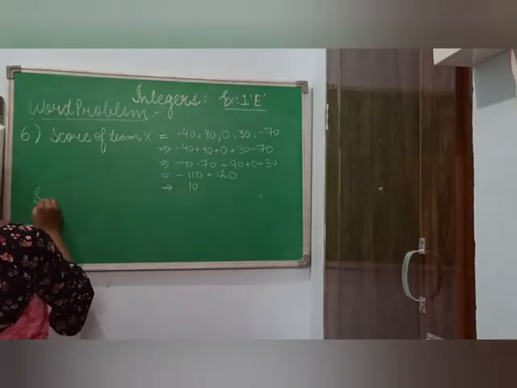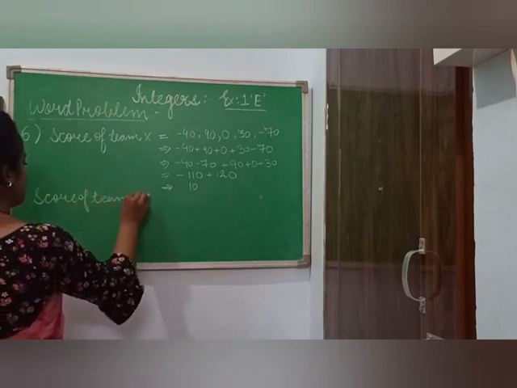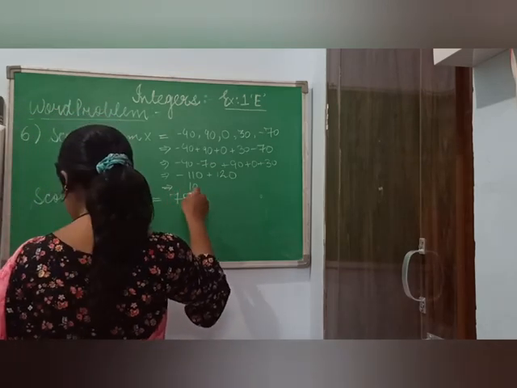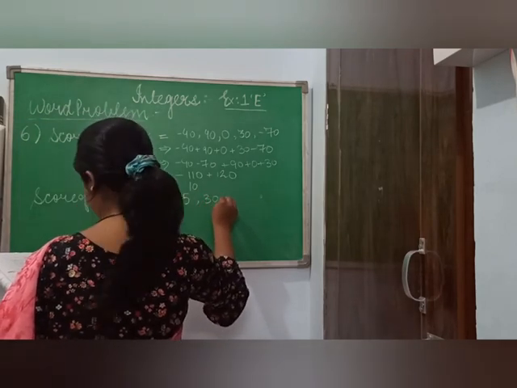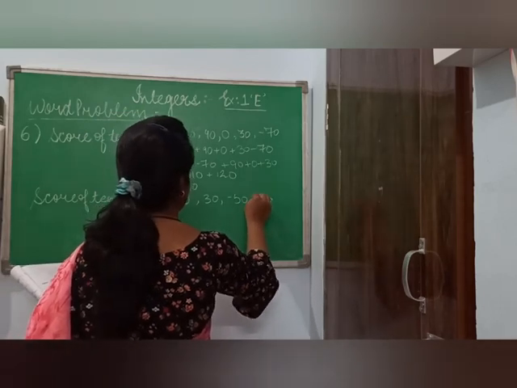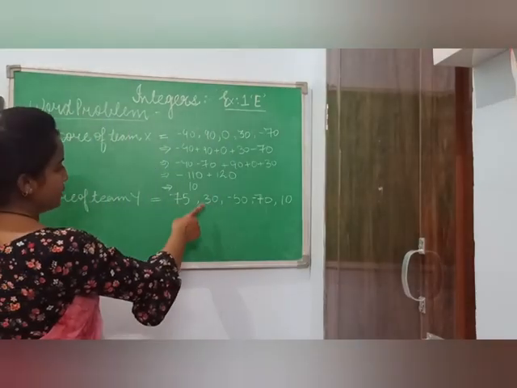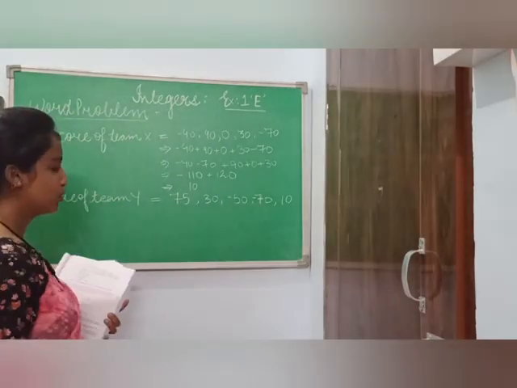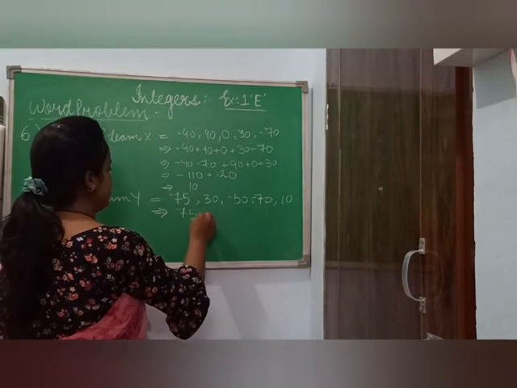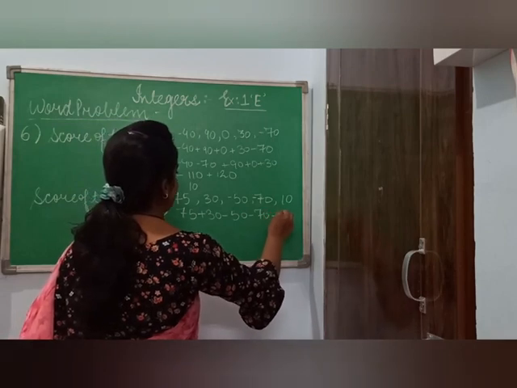Now the score of team Y. For team Y the scores are 75, 30, minus 50, minus 70 and 10. So 5 rounds were conducted, 1, 2, 3, 4, 5. These are the scores which the team got. Now we can calculate the score of team Y, that is 75 plus 30 minus 50 minus 70 and plus 10.